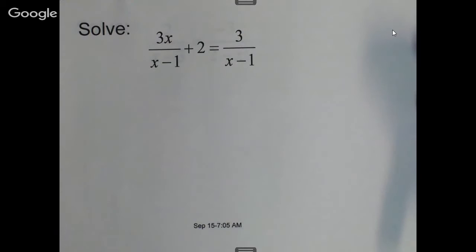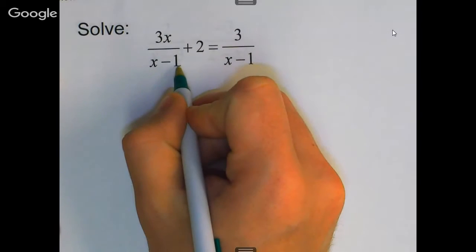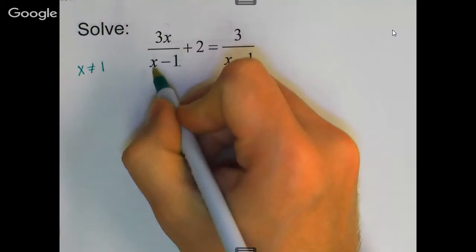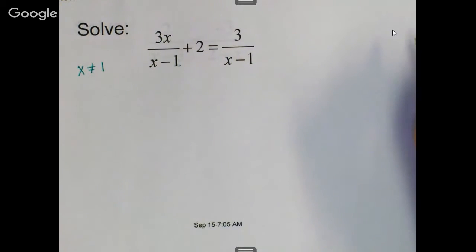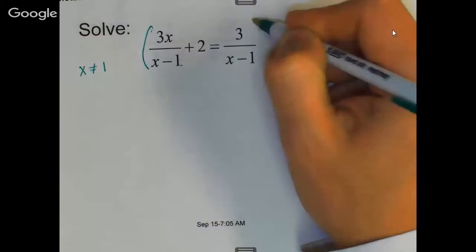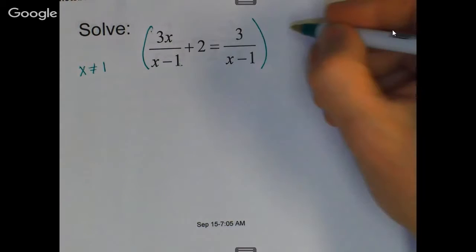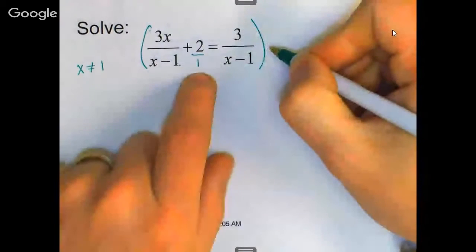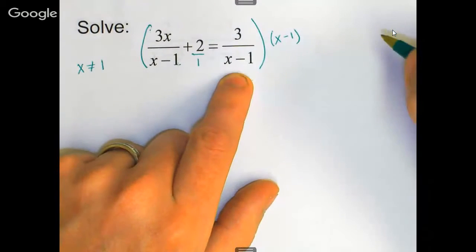Okay, so here, right off the get-go, we see that x minus 1 is in the bottom. So that means that x cannot equal 1. If it is 1, 1 minus 1 is 0, and I can't have that. So now we will multiply the whole thing by my common denominator. Looking at my denominators, I have a 1 and an x minus 1, so we'll multiply everything by x minus 1.